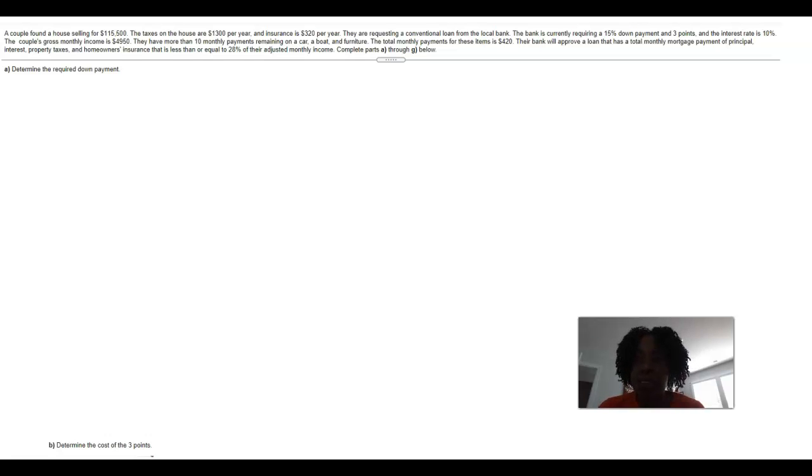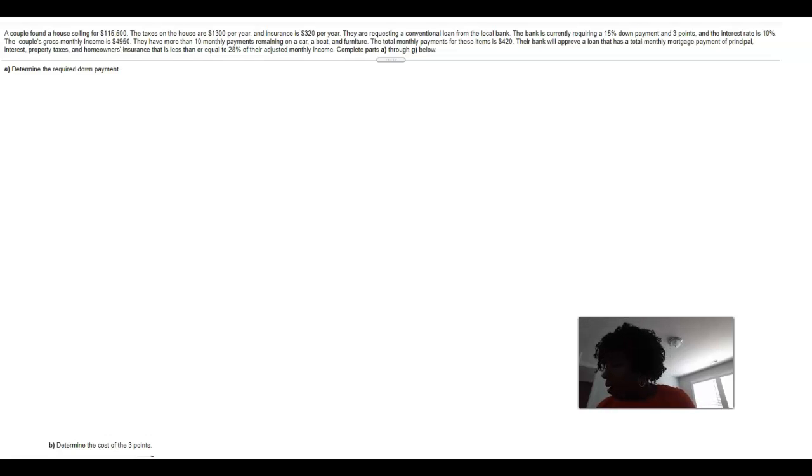They have more than 10 monthly payments remaining on a car, a boat, and furniture. The total monthly payments for these items is $420. The bank will approve a loan that has a monthly mortgage payment of principal, interest, property taxes, and homeowners insurance that is less than or equal to 28% of their adjusted monthly income. And then there are several parts to this question.